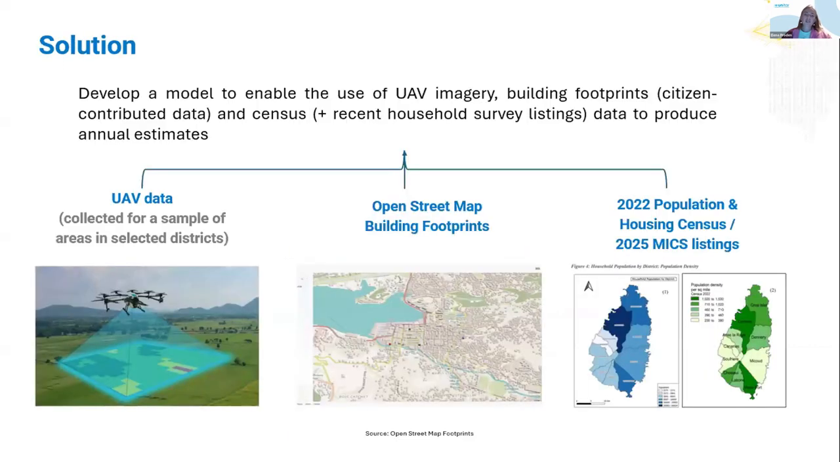So the idea was then to combine the census data with the UAV data in the first place, but then we realized there was this significant piece of work that already exists thanks to volunteers and OpenStreetMap. There are building footprints already. And there is a very active team that has been experimenting with different data sources, actually combining them and also looking at the possibilities of modeling work. They also became advisors in the project. So the idea was then to develop a model to enable the use of UAV imagery, building footprints, census, but also household survey data to produce annual population estimate updates.